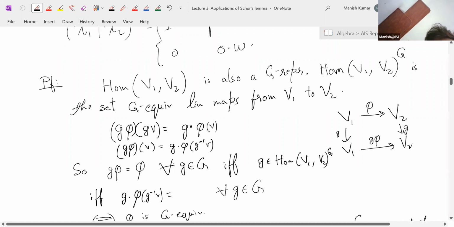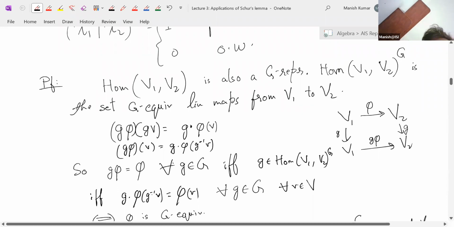That is the same as g phi of v. g phi is the same as phi. That means g phi of v is the same as phi of v for all g in G and for all v in V. Let's write it this way. But that is the same as saying that you replace.